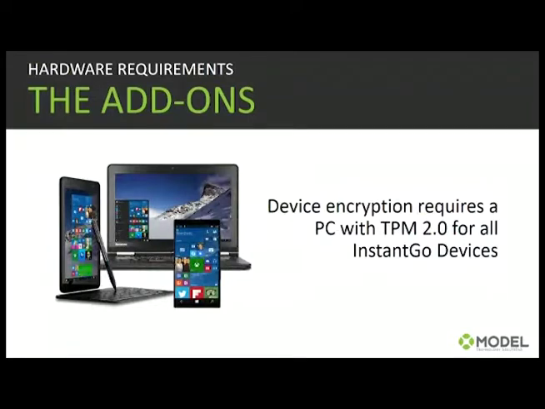And then finally, device encryption will require the TPM 2.0 chip for all Instant Go devices. And Instant Go basically maintains network connectivity when your screen is off or in standby mode. This allows the system to update things in the background and keeping it ready to instantly resume so that you can go back to what you were doing when it was asleep.